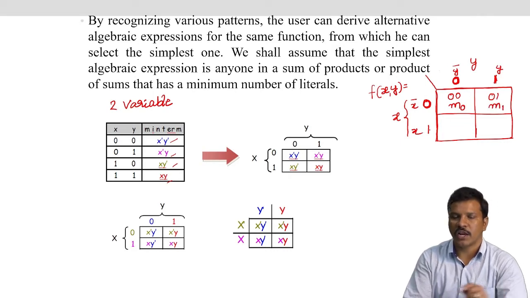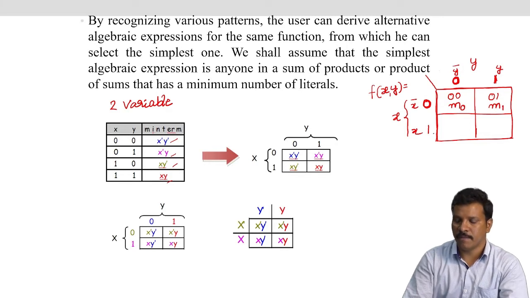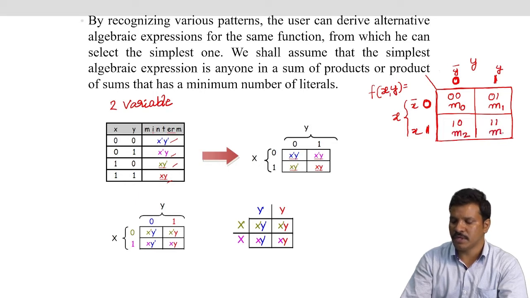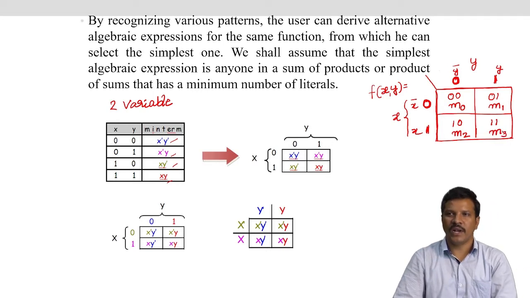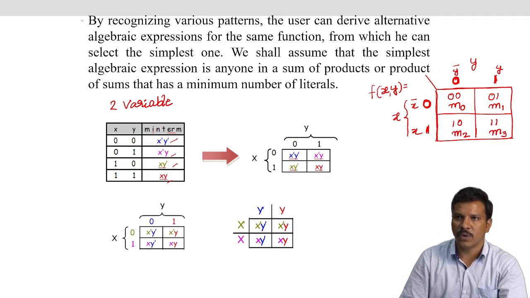The second row in the x axis is 1, and the first column in the y direction is 0. 1 0 is represented as minterm m2, and 1 1 is represented as minterm m3. So those four minterms m0, m1, m2, m3 can be placed in the boxes according to the reference x and y, where x equal to 0, y equal to 0 is m0, x equal to 0, y equal to 1 is m1, x equal to 1, y equal to 0 is m2, x equal to 1, y equal to 1 is m3.